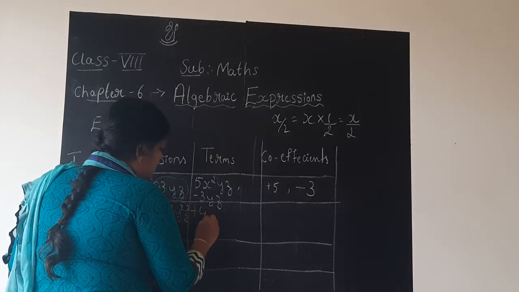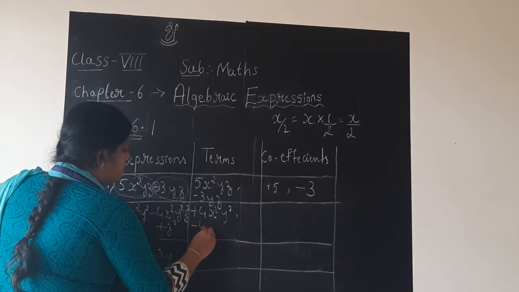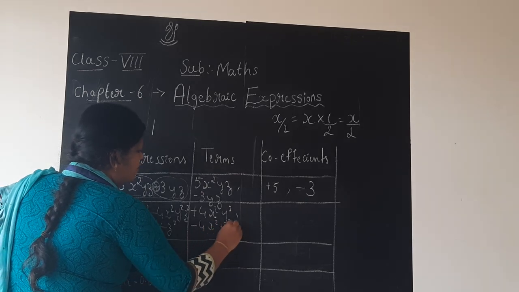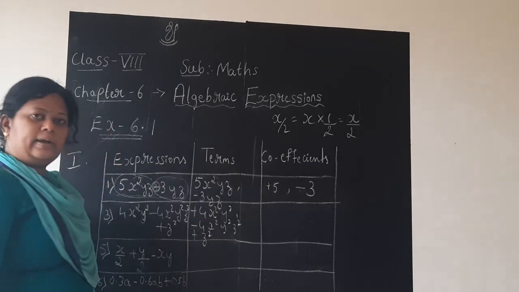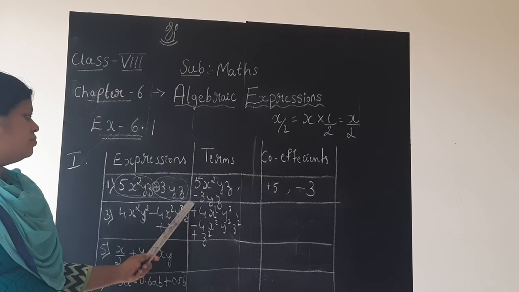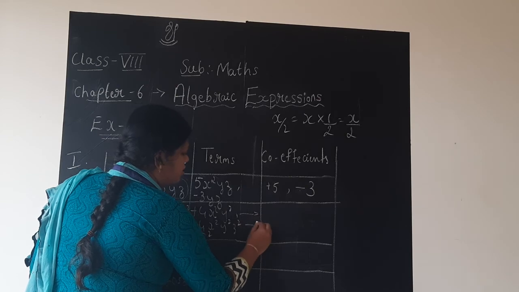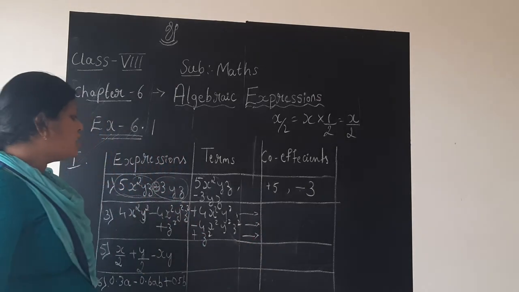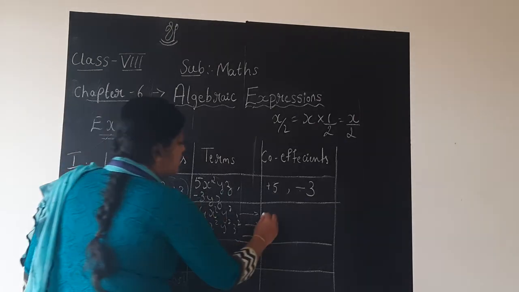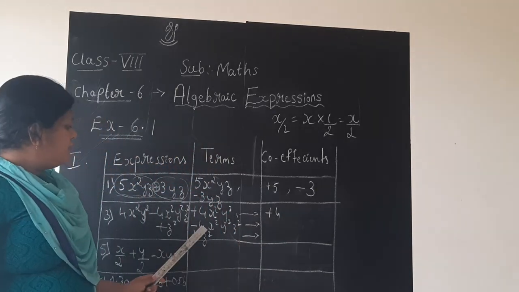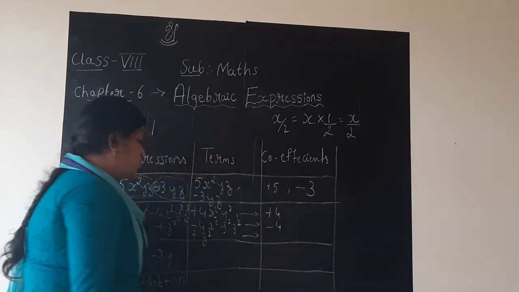First term is plus 4x square y square. Second term is minus 4x square y square z square. Third term is plus z square. Hope you are clear. I have written the 3 terms along with their sign. Next you need to write the coefficients. Here only if you put arrows and write like this, it will be easy for you children to understand. In the first term 4x square y square, coefficient of x square y square is plus 4. For the second term minus 4x square y square z square, coefficient is minus 4.